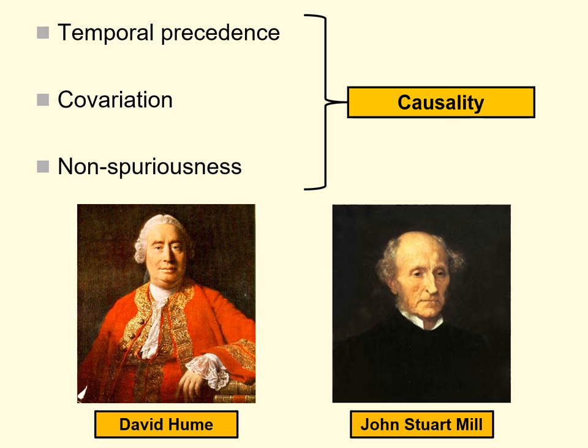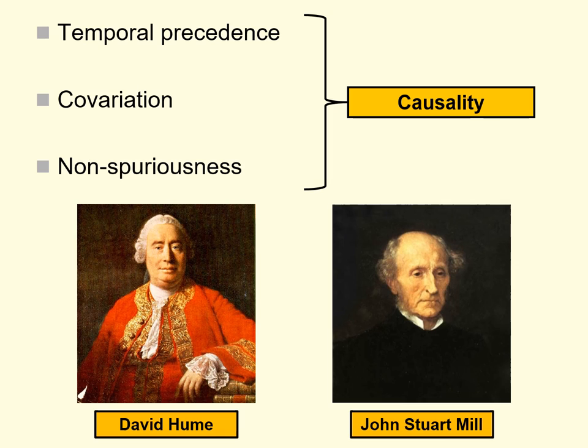Covariation is a lot of what we do with our statistics. We try to determine the extent to which the variation in the cause, whether or not people got the drug, is associated with the variation in the effect, the level of depression that they subsequently reported. And non-spuriousness is ruling out the possibility that some other variable could have affected people's level of depression.